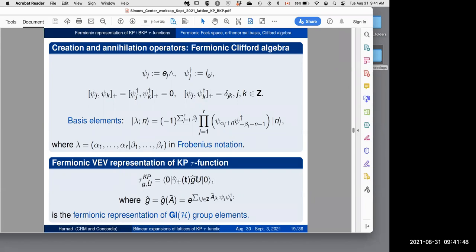Here you have any GL infinity group element. Here you have a polynomial in the creation and annihilation operators. And here we have the standard flow group for the KP dynamics. So G can be represented as the exponential of bilinears in the psi's.